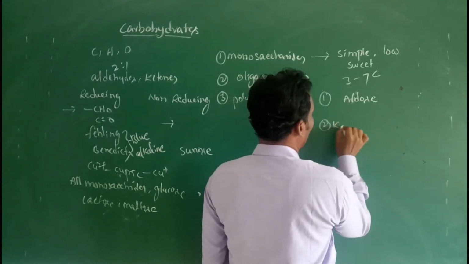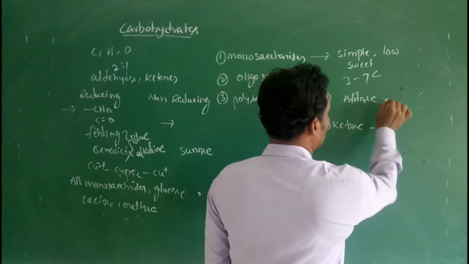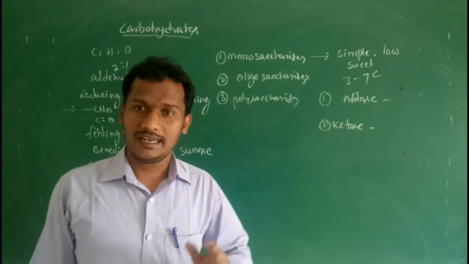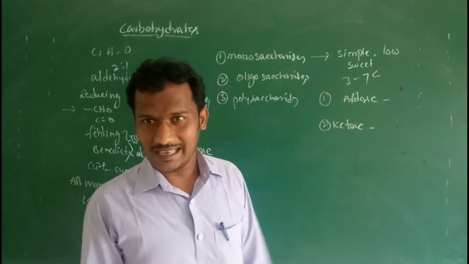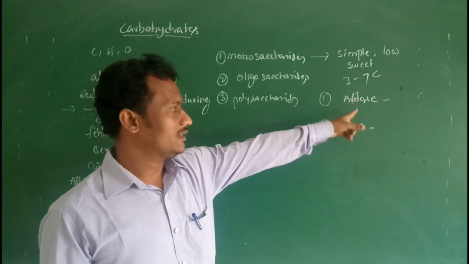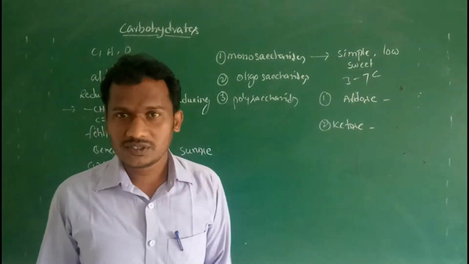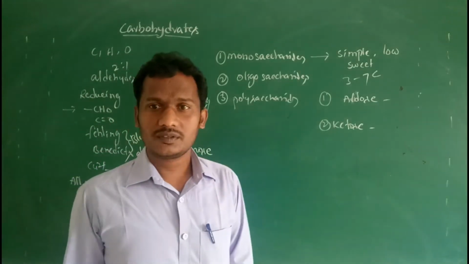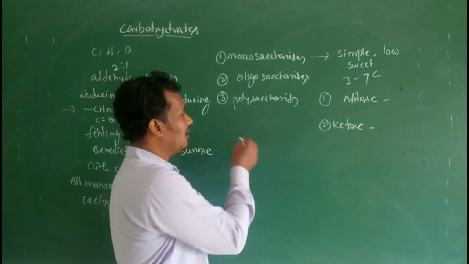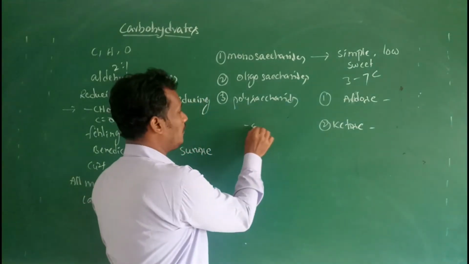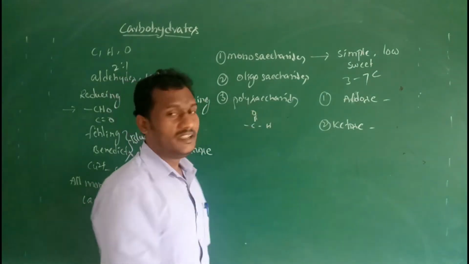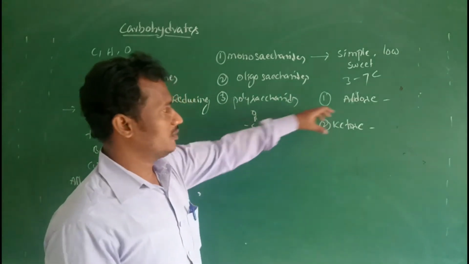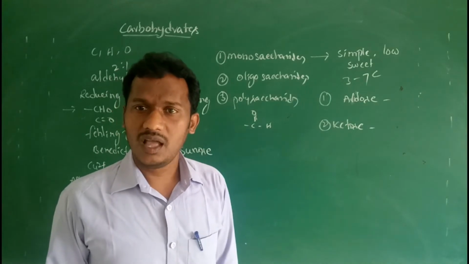Then the second one is ketose sugars. Aldose sugars and ketose sugars. Based on the functional groups, what type of functional groups are present in monosaccharides? These are classified into two types: aldose sugar and ketose sugar. First, coming to aldose sugar: generally in aldose sugar, the functional group is an aldehyde group. That's why this is known as an aldose sugar.